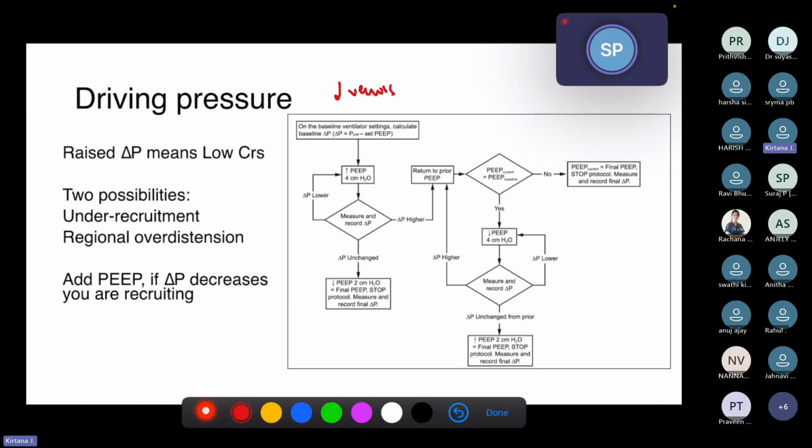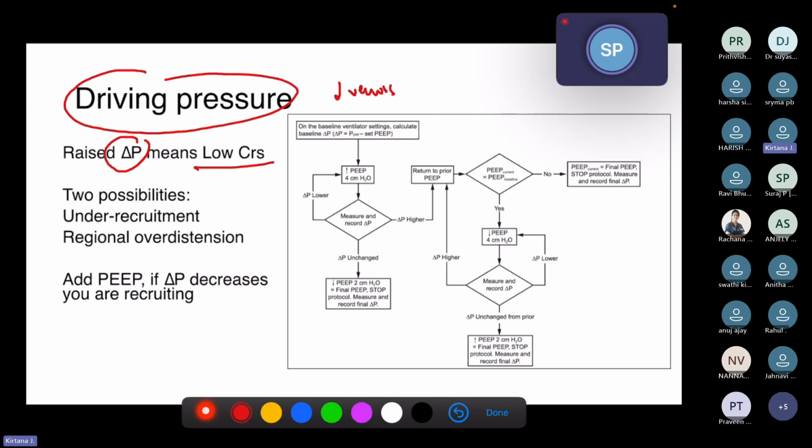So how do you set your PEEP? There are a large number of methods. Some methods are available in only some ventilators and some are available across all ventilators. The most important and most commonly used method, the one that all of us can use on almost all our ventilators, is again the driving pressure method. As we just saw, a raised driving pressure means a low compliance state, that is, the compliance of the lung is low.